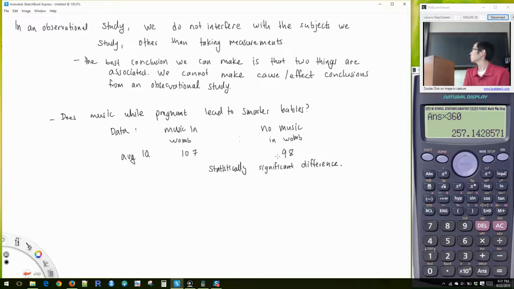Does this mean that music in the womb causes intelligence? No. Why not? Well, it was not a controlled experiment. So let me turn this into a very silly example. Let's say a study was released that said, if you put your baby in purple pajamas, it'll make them smarter. And we ask, do purple pajamas lead to smarter babies?